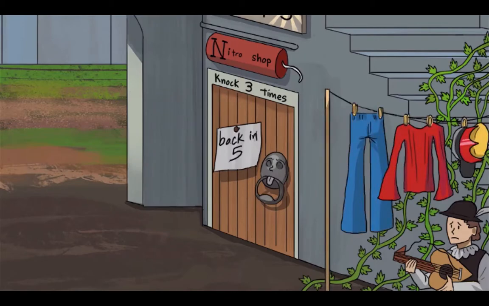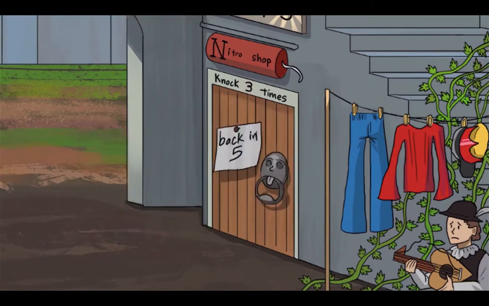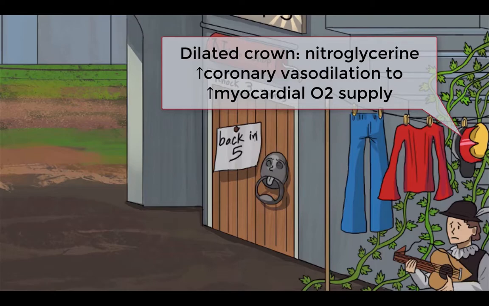Recall that nitrates cause both arterial and venous dilation. The venous dilation helps decrease preload, while the arterial dilation decreases afterload. Ultimately, this decreases the load on the heart and reduces myocardial oxygen demand. Nitrates also vasodilate the coronary arteries, improving oxygen delivery to the heart.